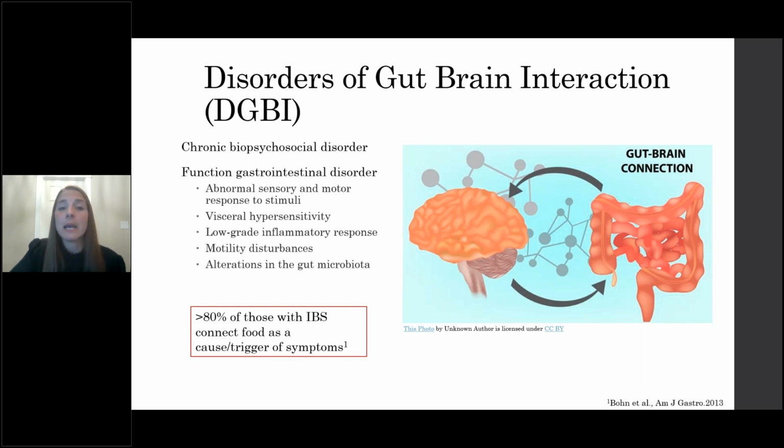They all seem to result in visceral hypersensitivity, where patients and individuals with this condition are feeling abdominal pain, bloating, gas, distension, and changes in their bowel movement pattern.